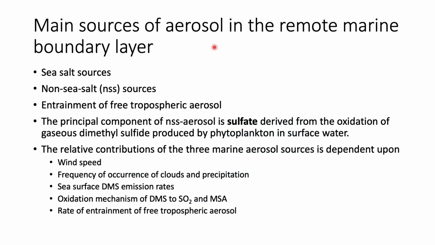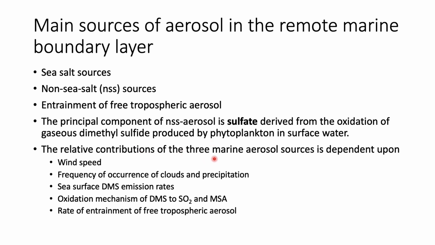The main sources of aerosol in the remote marine boundary layer: the remote marine boundary layer features aerosol sources like sea salt and non-sea-salt aerosols. Sea salt is generated by open sea spray, while non-sea-salt aerosols primarily consist of sulfate from dimethyl sulfide produced by phytoplankton. Understanding these sources is crucial in modeling their impact on the Arctic climate system.